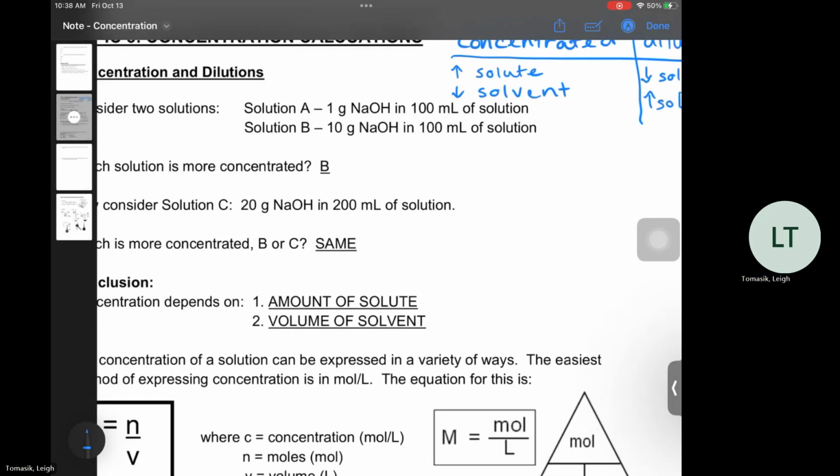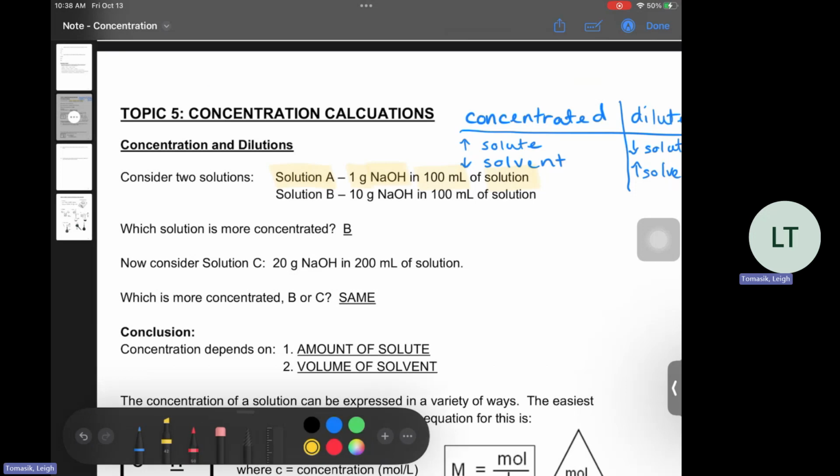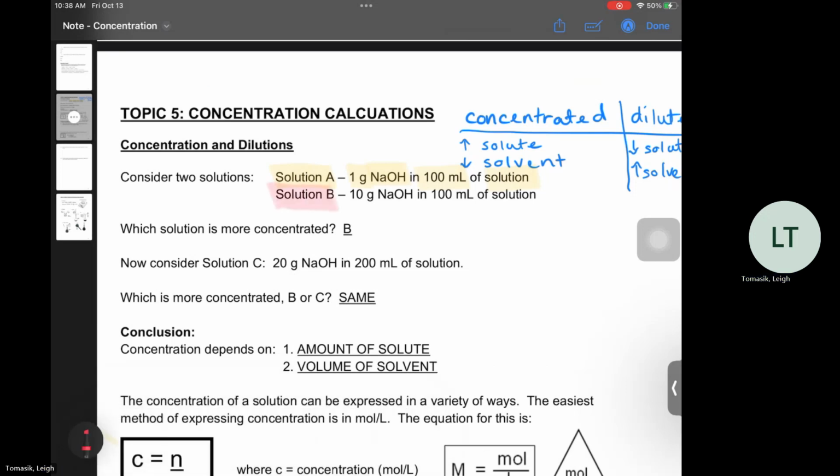Okay, so before we begin, I would like you to consider a solution. We have two solutions. We have solution A. Solution A has 1 gram of sodium hydroxide in 100 milliliters of solution. Solution B has 10 grams of sodium hydroxide in 100 milliliters of solution. Which solution is more concentrated?